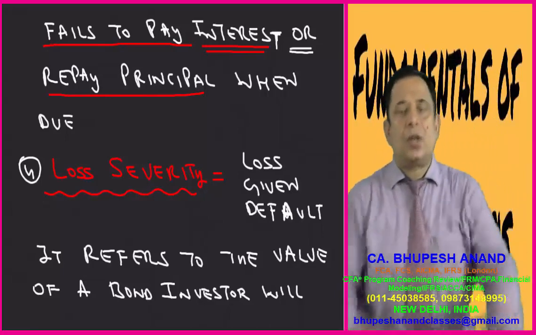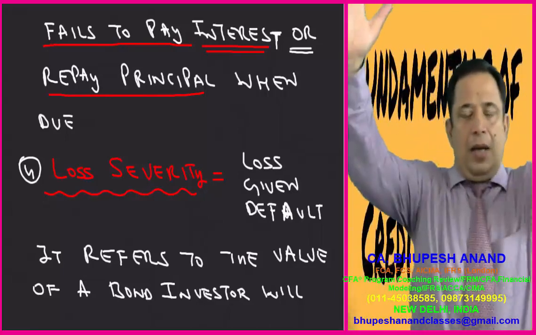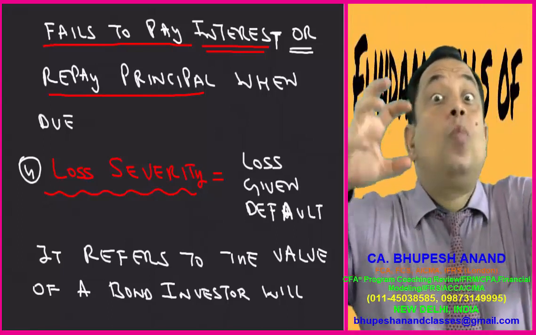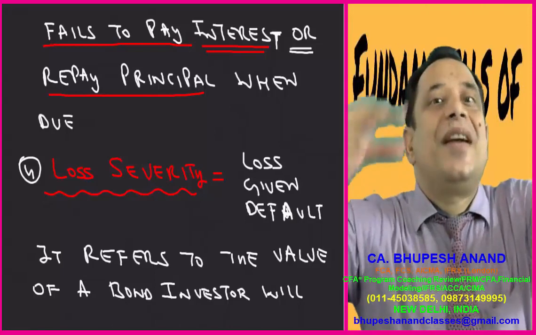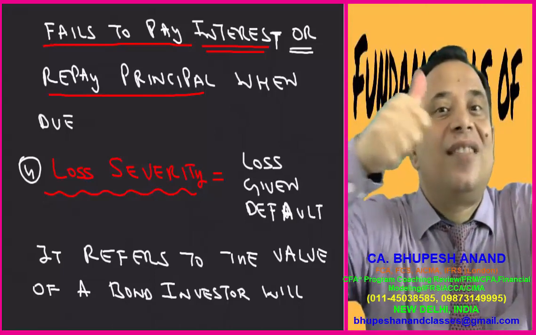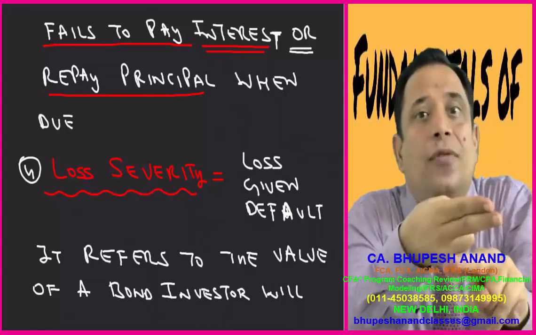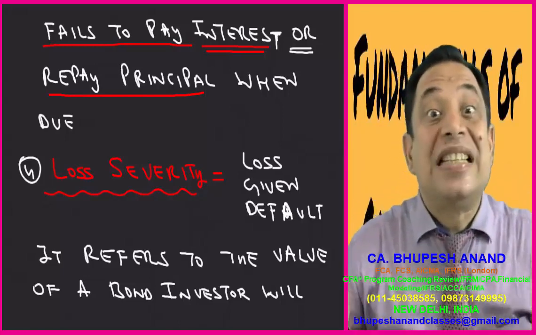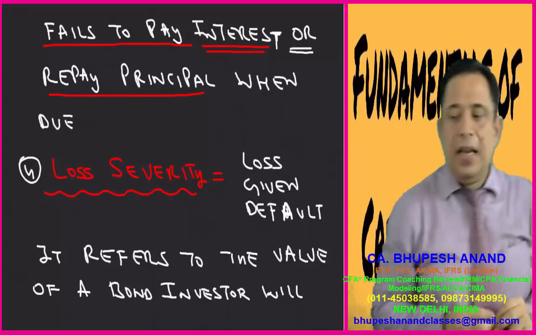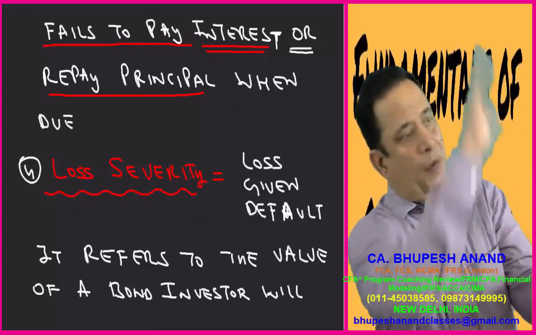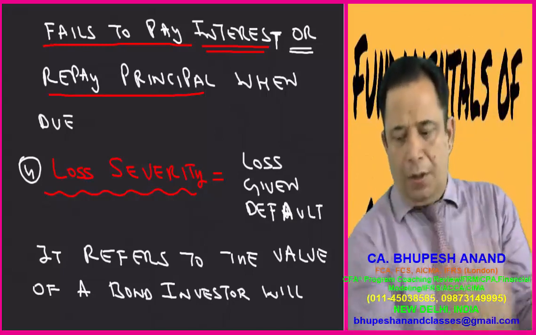And loss severity: supposedly he has made a default. Kingfisher has made a default. Now Canada Bank has to find out how much will be the loss severity. It means step number 1 is default, and step number 2 is to calculate the incidence of loss. That is named as loss severity. So loss severity means loss given default. It means the first event has already happened, default has happened. Then how much will be the loss?